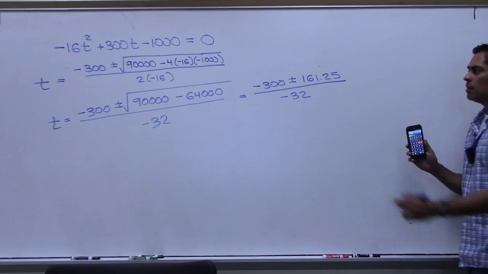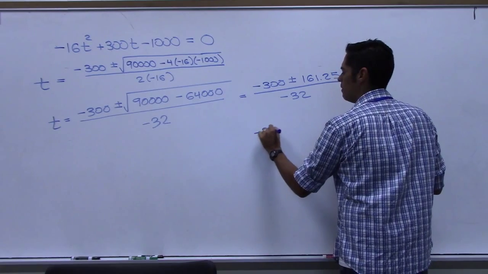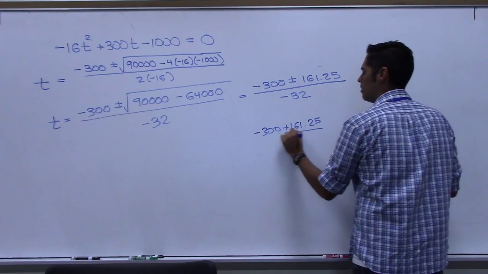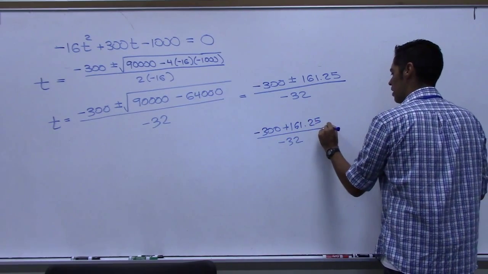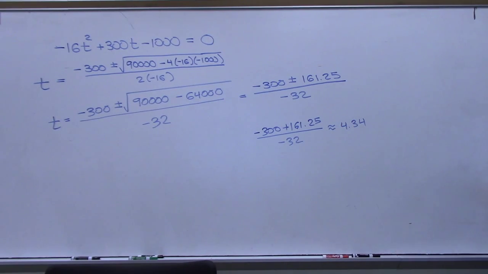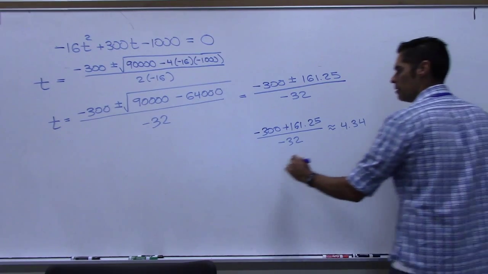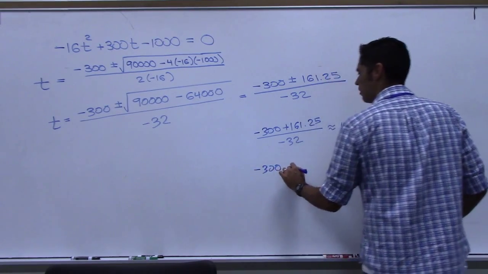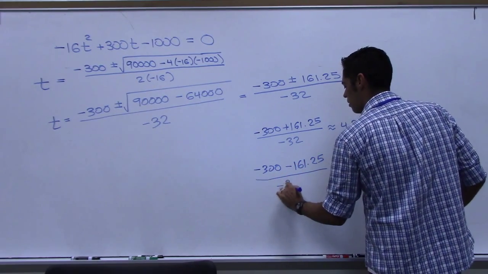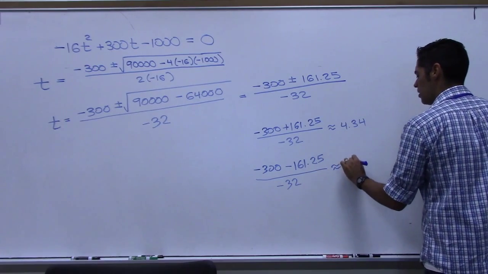$4.34. So if you do negative 300 plus 161.25, and you divide that by negative 32, you should get approximately 4.34. Then what? Do the minus? Negative 300 minus 161.25 over negative 32. And what do you get? 14.41.